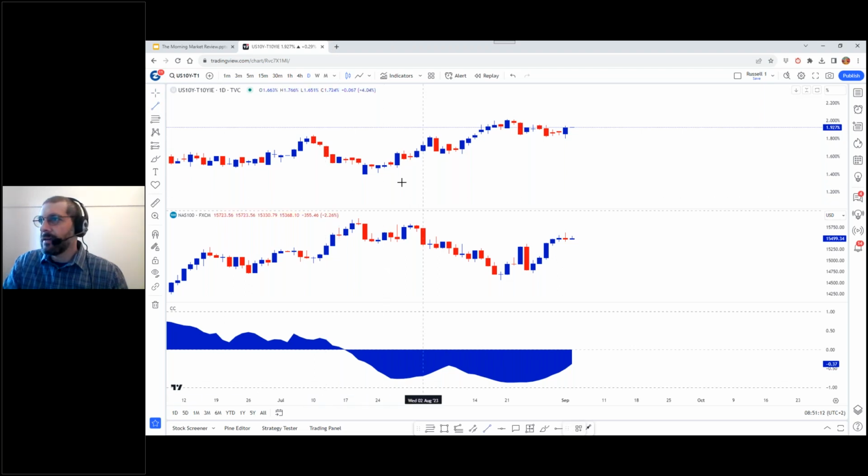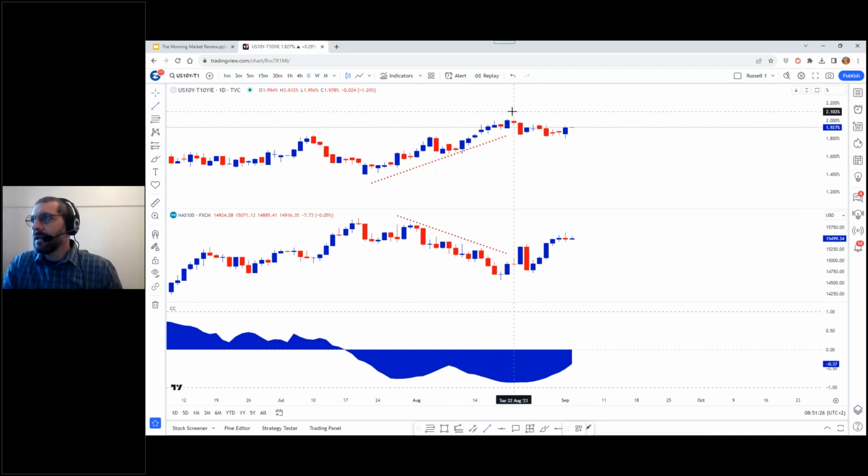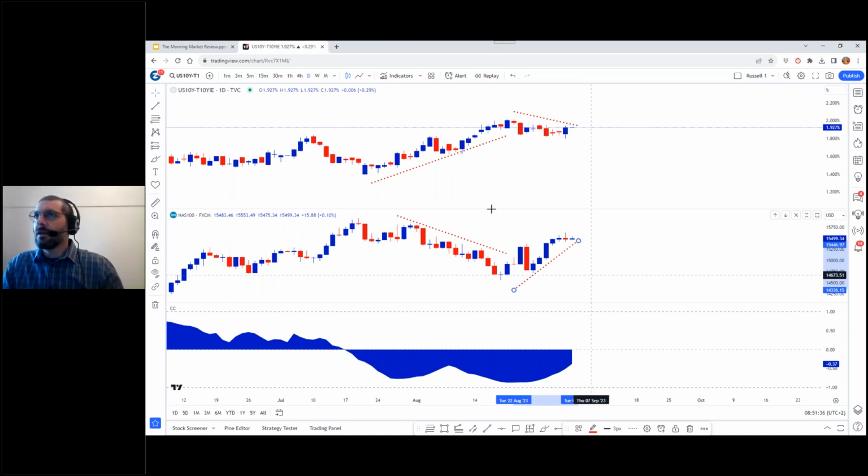Take a look here. Real rate moves up, NASDAQ 100 moves down. Remember we did the math yesterday? We did the time value of money. Here's the real rate moving down. What's happening to NASDAQ? Real rate is moving up. So you can see that inverse correlation there.